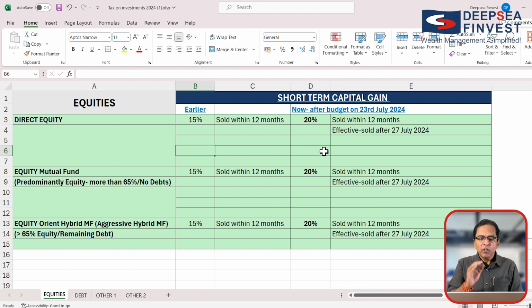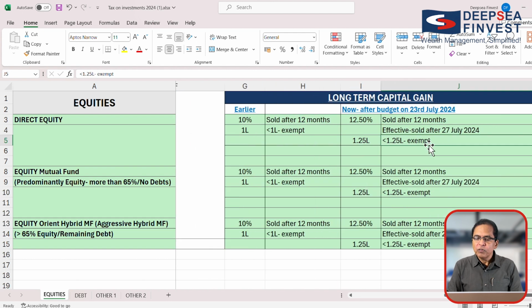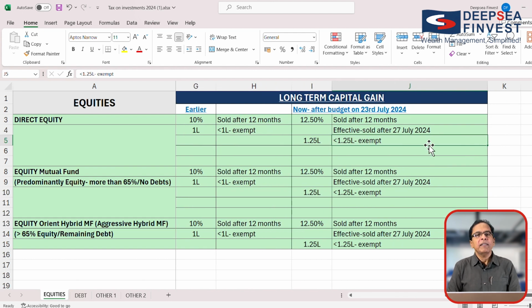So now for short term capital gain, in case of direct equity, equity mutual funds and equity oriented hybrid mutual funds, now you have to pay 5% more after this budget. Now this new provision is applicable if you sell your investment after 27th July 2024. Now we will go to the long term capital gain.